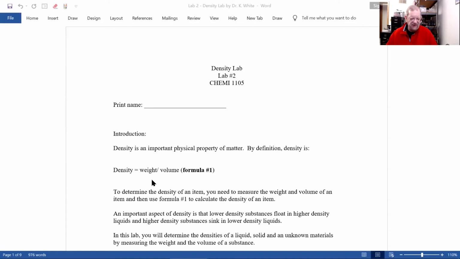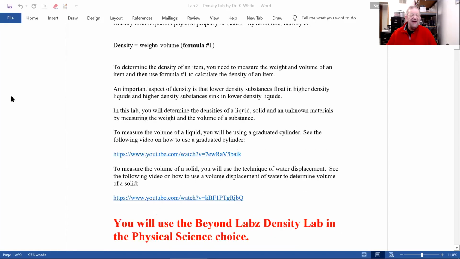By definition, density is weight per volume, which I'm going to call Formula 1. And to determine the density of an item, you measure the weight of that item and you measure the volume. Then you divide weight by volume to get the density. Now, in chemistry, weight we measure in grams. Volume we measure in milliliters. Therefore, density is grams per milliliter.